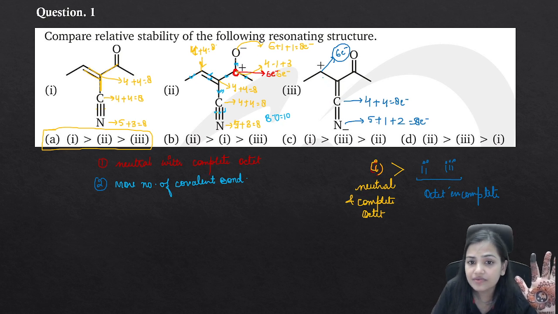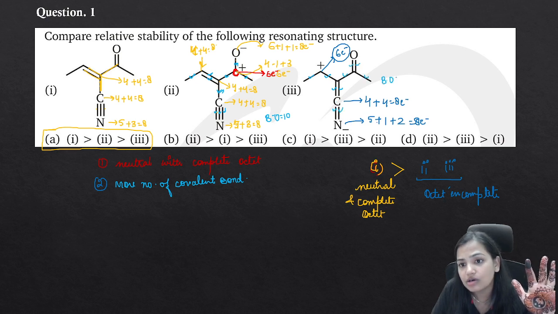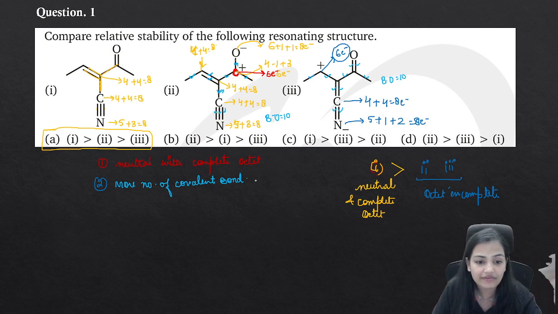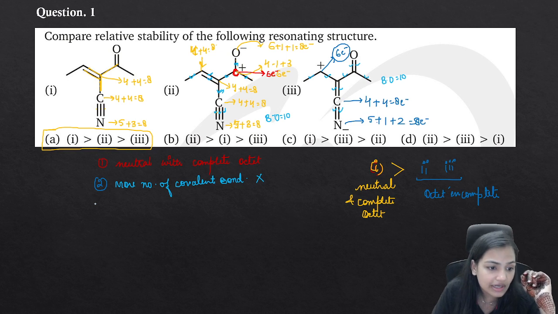Here if you will see, this is 1, 2, 3, 4, 5, 6, 7, 8, 9 and 10. Again the bond order is 10. So are we getting any conclusion from the point number 2? No, leave it. Now the third point.